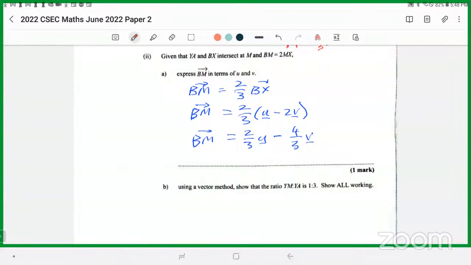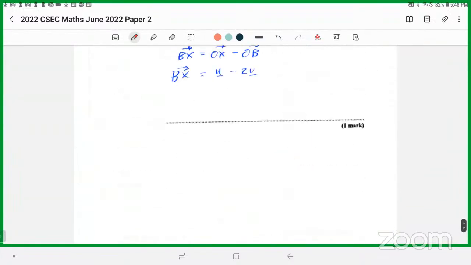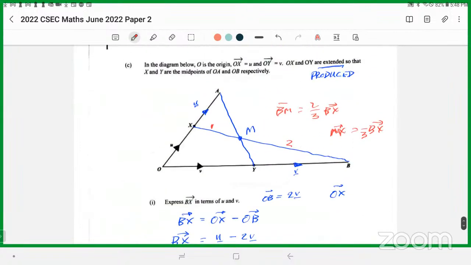Let's look at the diagram now. We're going to need YM and we're going to need YA. Let's look at the diagram now. We need YM and YA. So let's look at what we need. That's what we need, YM and YA.